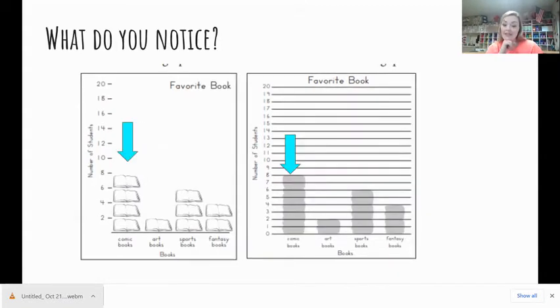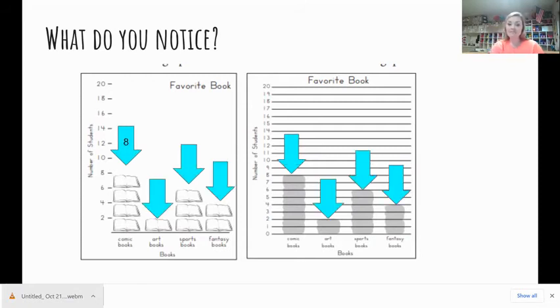Now let's look at the first column, or the first set of data, which is on comic books. On the picture graph, we see 4 books, which each represent 2. 2, 4, 6, 8. And you can also see that it matches with the scale of 8 right across. If I look at the opposite one, the comic books, it's shaded all the way to the number 8. So clearly, both of these graphs are using the same data.